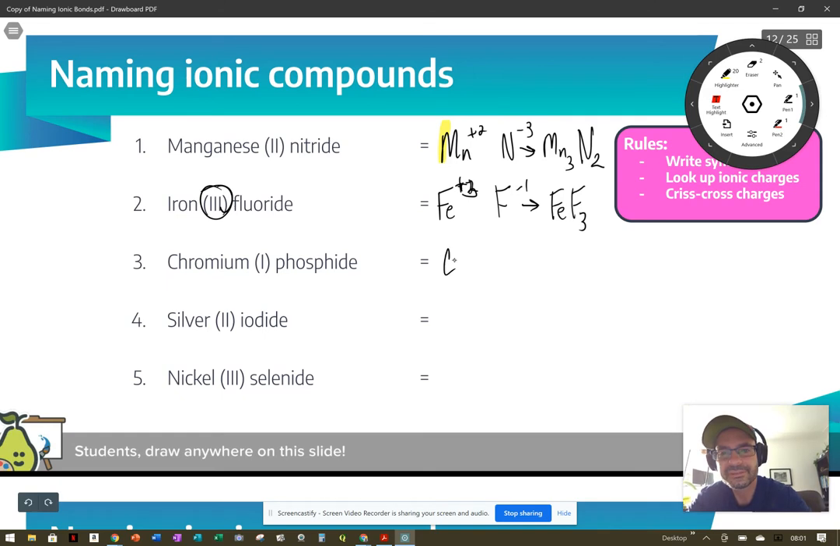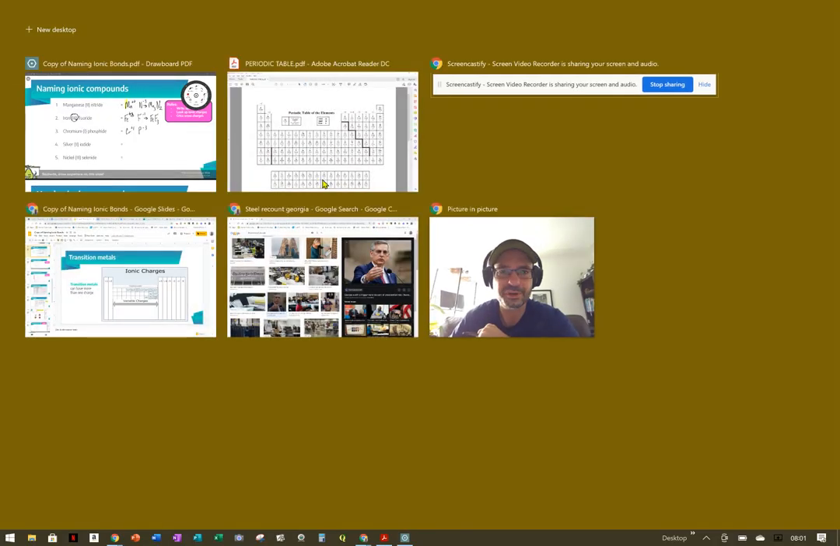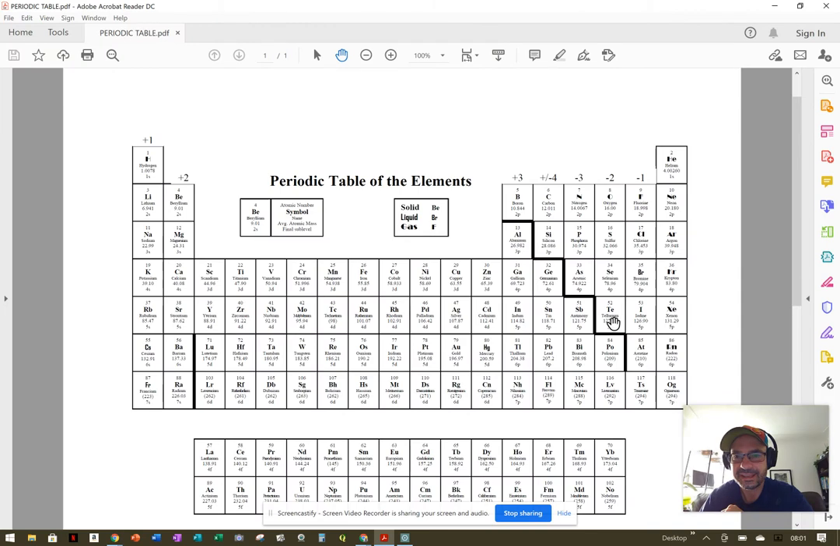Chromium 1 phosphide. I think chromium is Cr. Yes. Phosphide. We're being told chromium is +1. If you look up on the periodic table, phosphide, let me show you guys one more time. The phosphide ion will be -3.